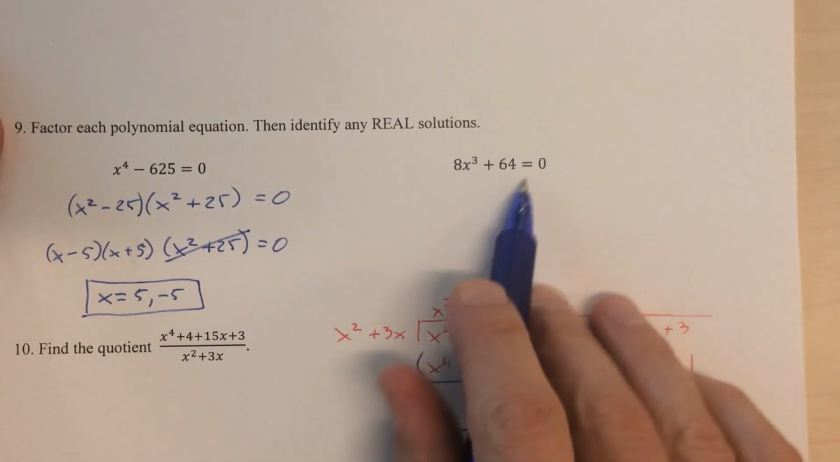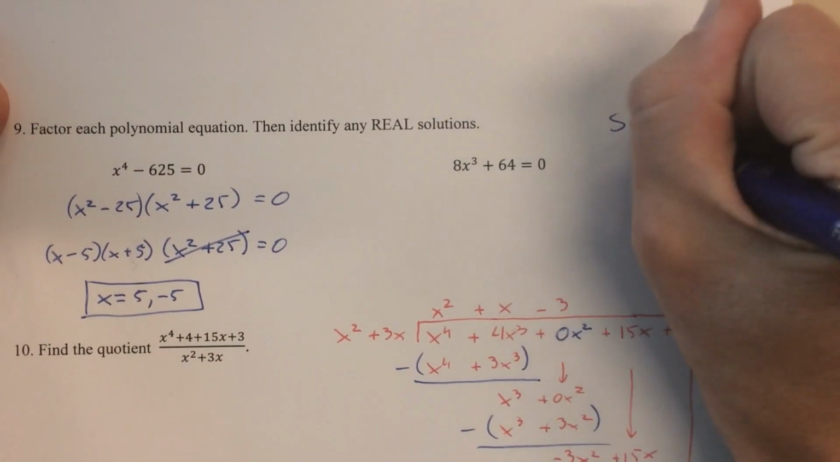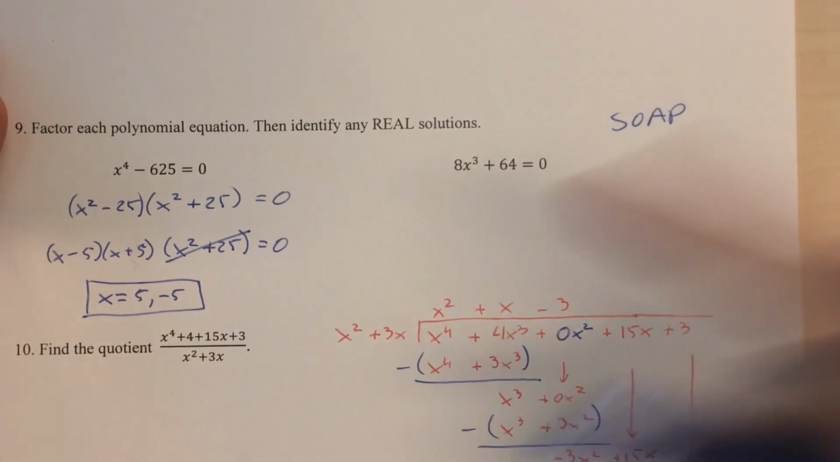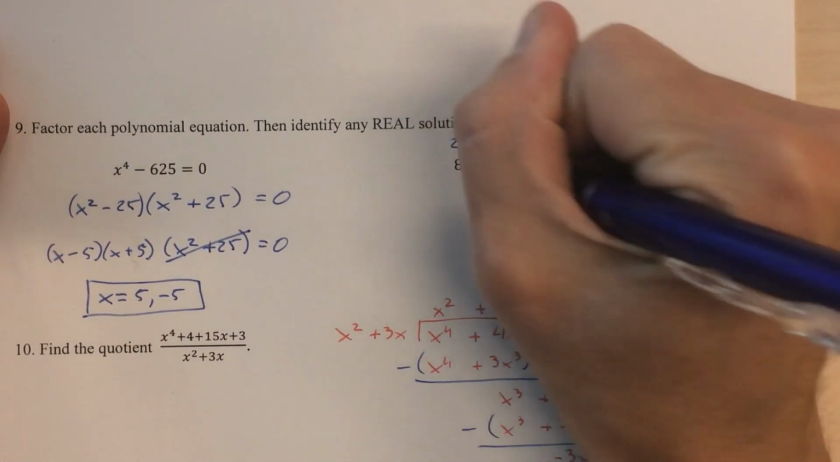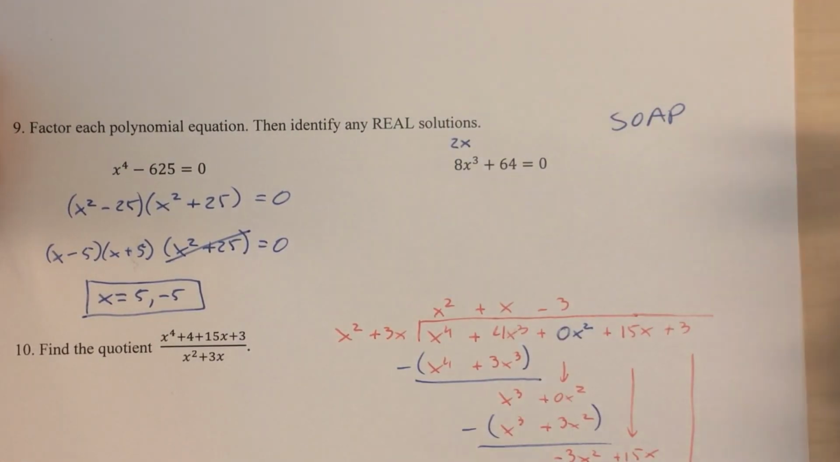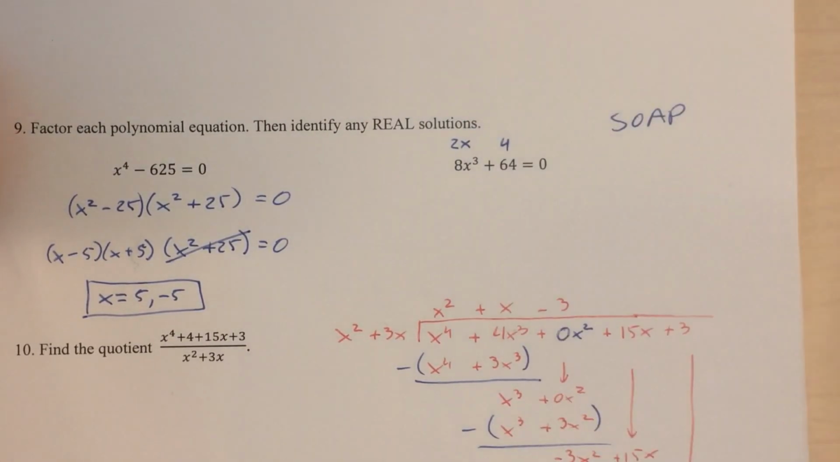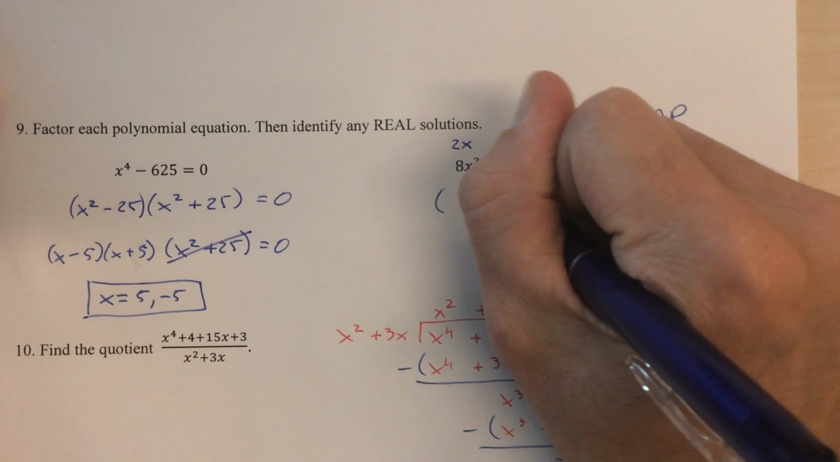All right, next, the sum of cubes. This is a SOAP problem here. I suggest you write the roots above each of these. The cube root of 8x cubed is 2x. The cube root of 64 is 4. And then that way I don't look at the 8 and the 64 anymore, because they're not going to show up anymore. You don't need them.